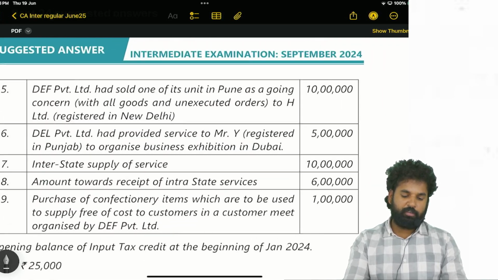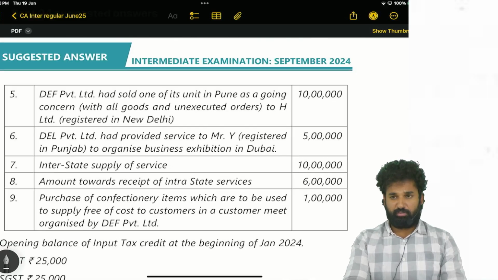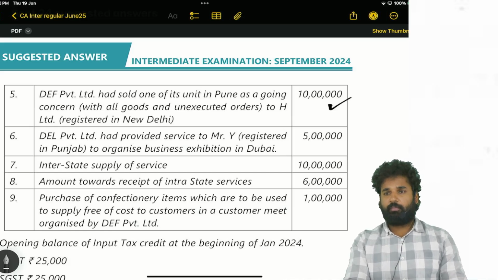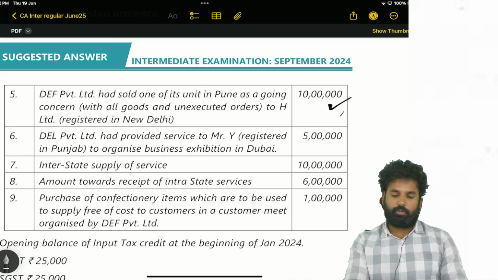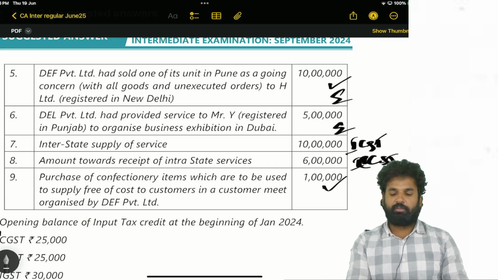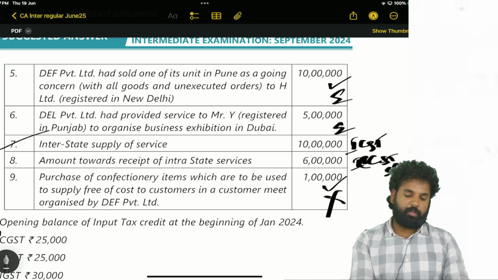Next, DEF Private Limited has sold one of its units in Pune as a going concern. This will come in outward; inward, it will not come. As a going concern, exempt. Next, provided services to Y to organize an exhibition in Dubai. Business exhibition outside India, exempt. Next, interstate supply of services, IGST will come. Next, receipt of intrastate services, ITC of CGST, SGST. Confectionery items, ITC will not come.